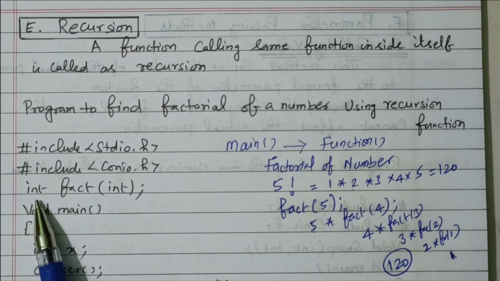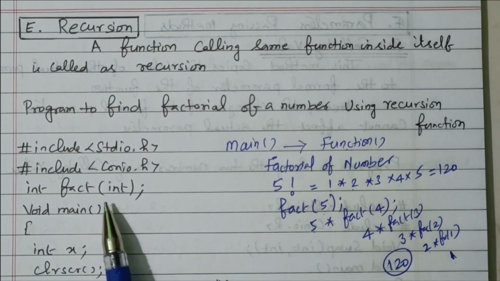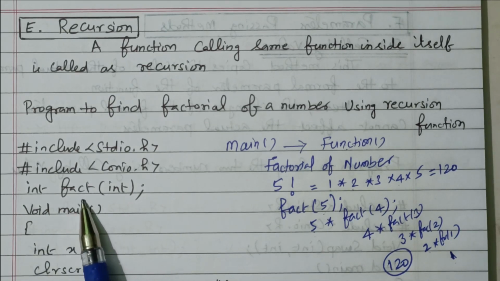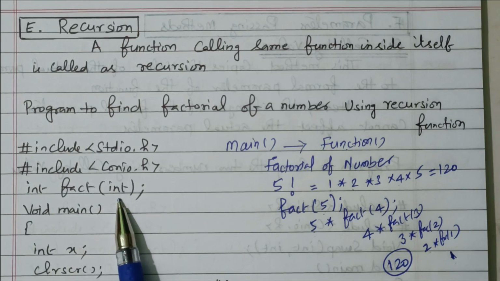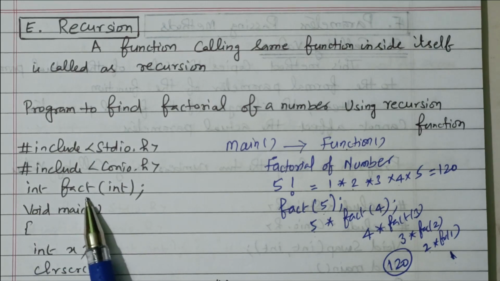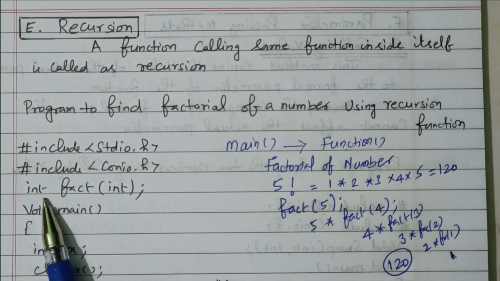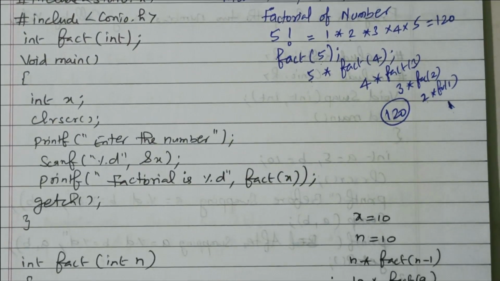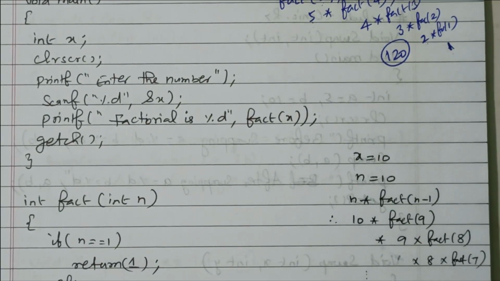The return type is integer. The function name is fact. The argument is integer type. So in the fact function we send one integer value, and it will return one integer value. These things are available as the function declaration. Now we can start the main program. Void main, we open the braces.